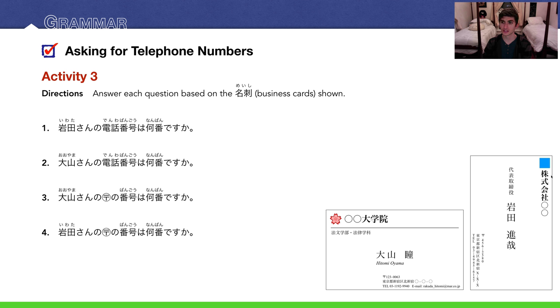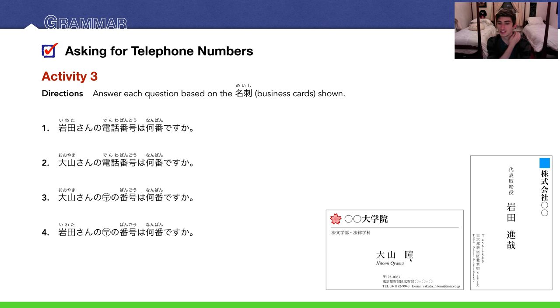And it always starts with a company name or a university name here, and then the person's affiliation or role in that organization. This person's a representative of some sort, and this person belongs to the law department. And then you have your name in the very middle. This is the last name first, and then the first name last. It's the opposite from Western culture. This is the last name or the family name, and this is the first name or the given name.